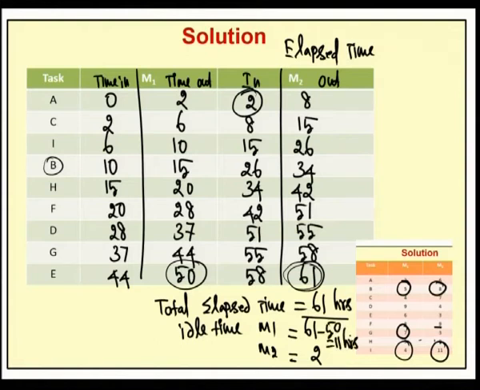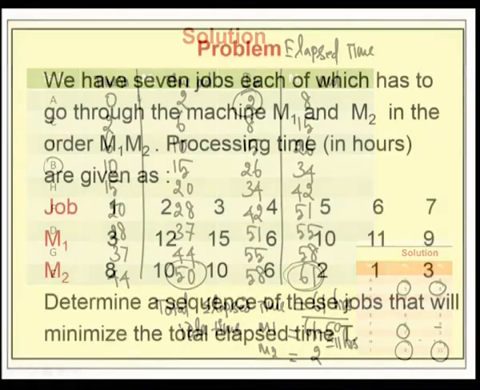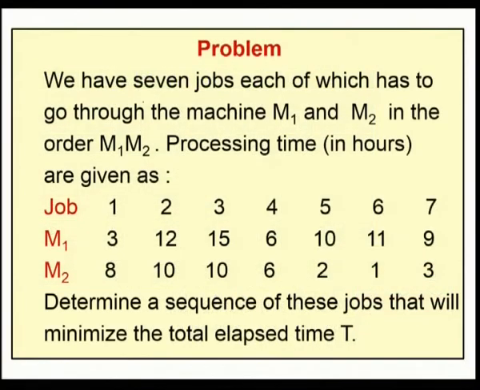So for the given problem, the total elapsed time, the time in between starting the first job and completing the last job, is 61 hours. The idle time for machine 1 is 11 hours and the idle time for machine 2 is 2 hours.